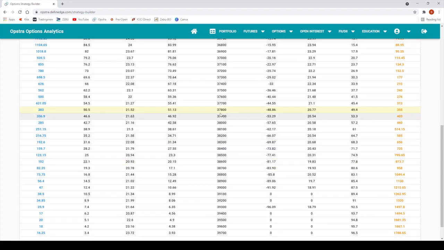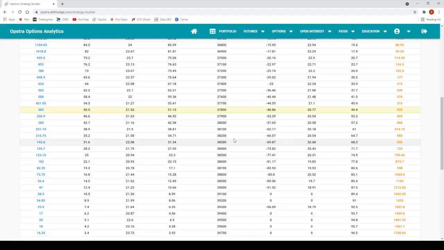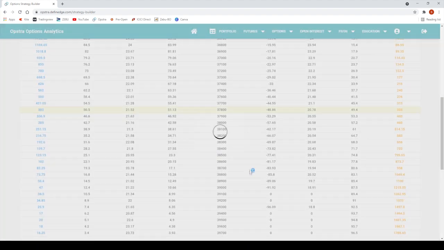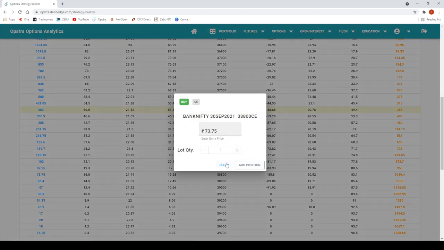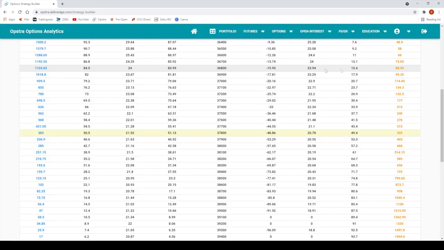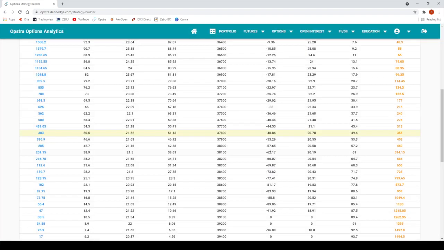So now Bank Nifty at 37,800. So I will sell 38,400 and 37,200 put. So now we have to hedge these positions. So I buy 38,800 and 36,800. You have to buy.